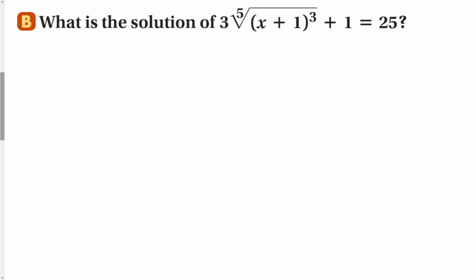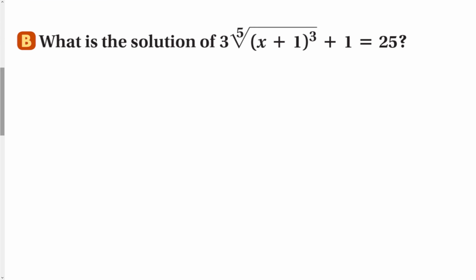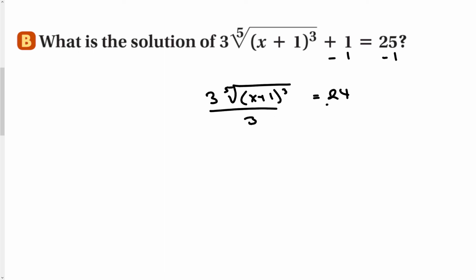Let's try this one. Isolate the radical first. Subtraction first. So that's 3 times the 5th root of x plus 1 to the 3rd power is equal to 24. Divide out the 3. That is the 5th root of x plus 1 to the 3rd power is equal to 8.